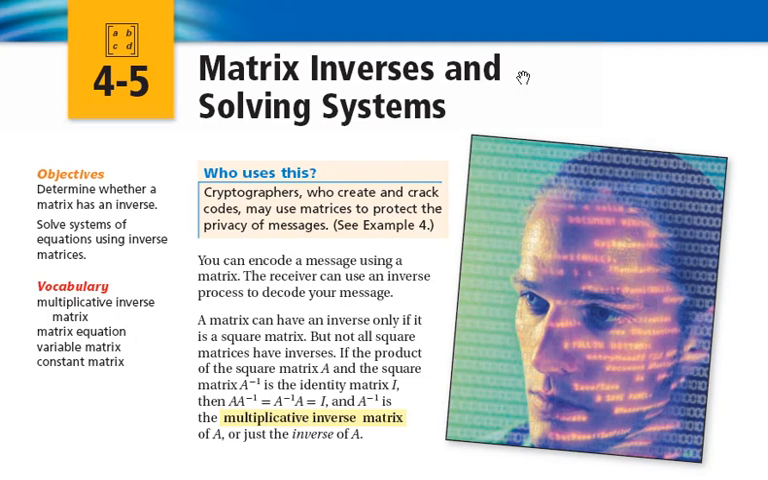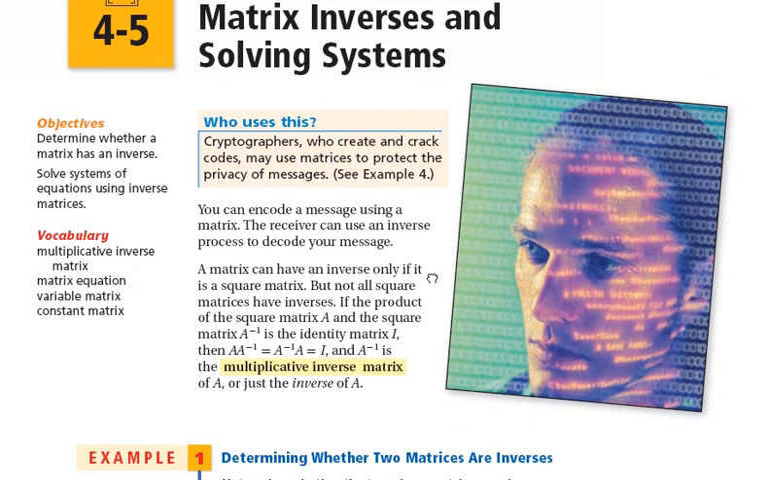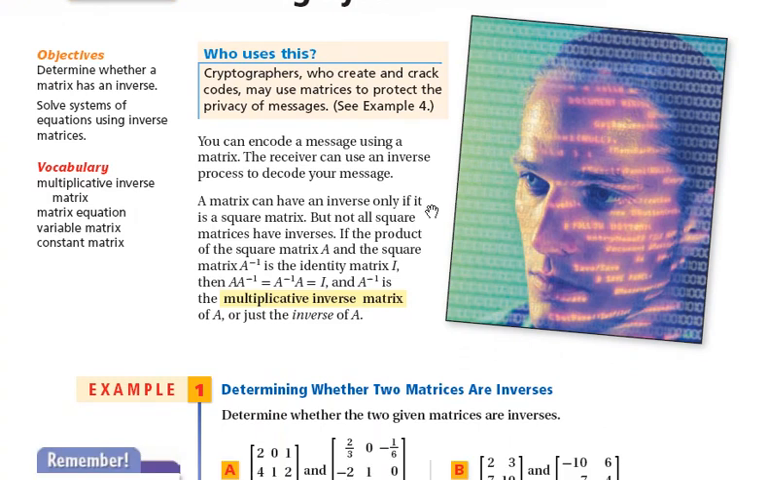I just wanted to go through Chapter 4, Section 5 with you. This is all about matrix inverses and solving systems again. We are going to first start out talking about what a matrix inverse looks like here. When you talk about a matrix inverse, what you're looking at is this symbol here, A to the power of -1, which represents the inverse of matrix A.